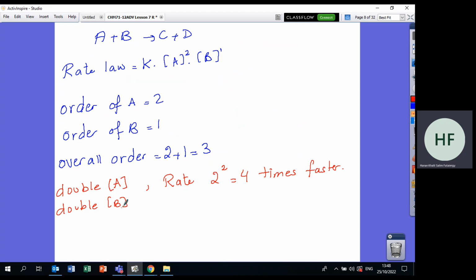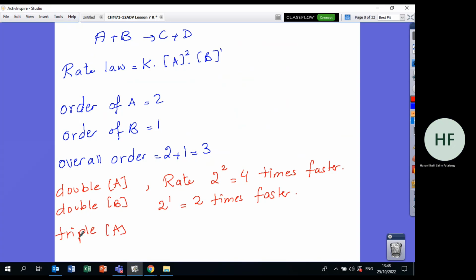If we double B, I will come here instead of B and I will put double, which means 2. 2 power 1 equal 2 times faster. So the rate will be 2 times faster. So what happens if I triple A? Triple means 3. Instead of A, you put 3 square. So the reaction will be 9 times faster.